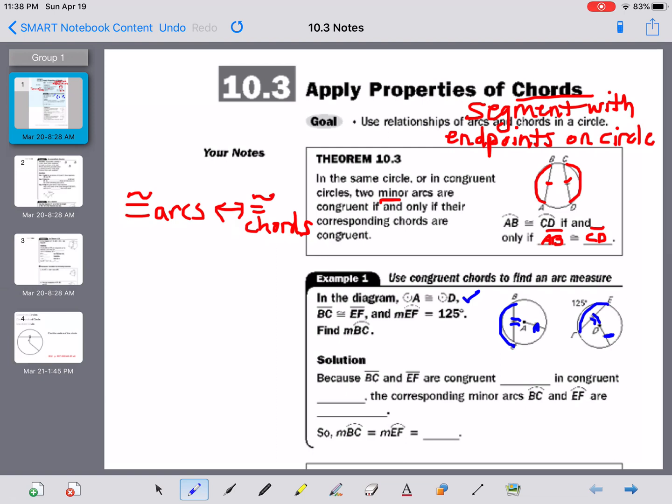Because segment BC and segment EF are congruent chords, that lets me write this, in congruent circles, going to be lazy here, then the corresponding minor arcs BC and EF are also going to be congruent. So if this one's 125, this one's 125. I know that was a lot of writing for such a simple answer, but I want to make sure you understand the concept as well.